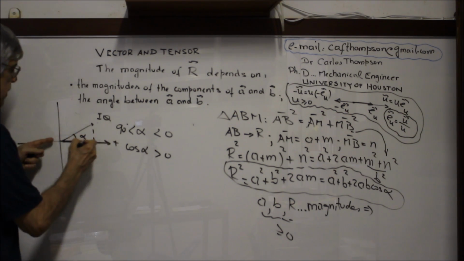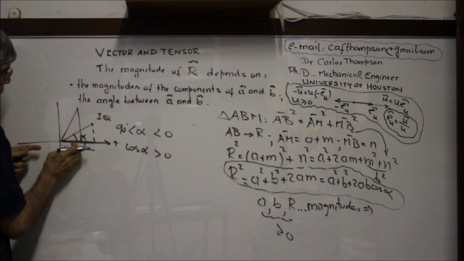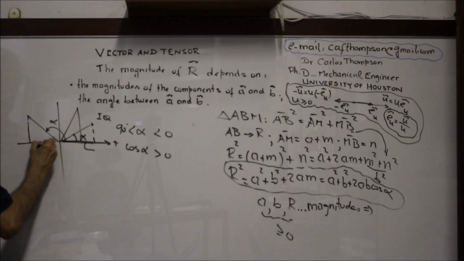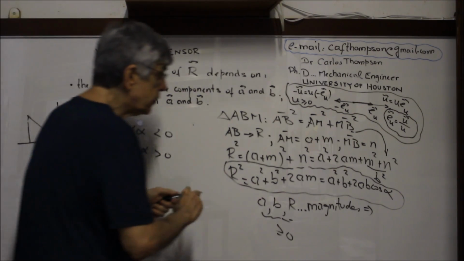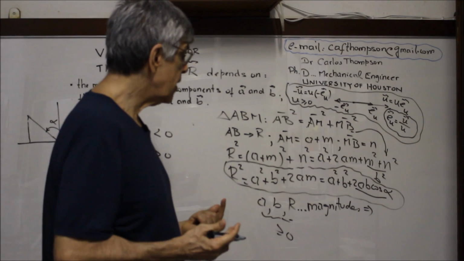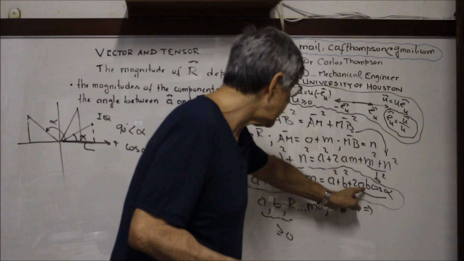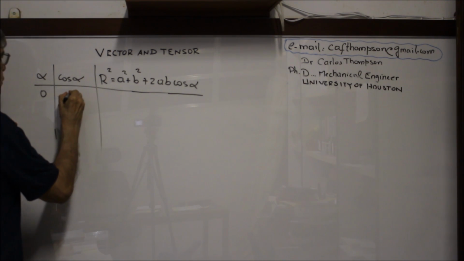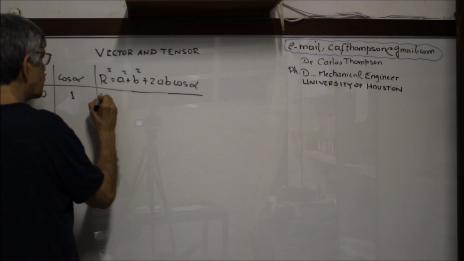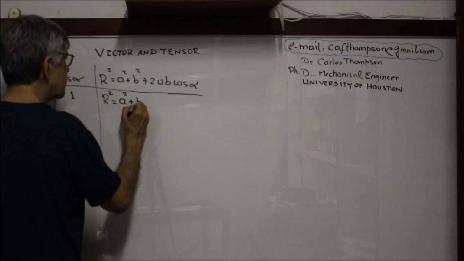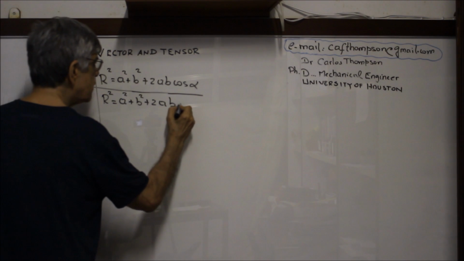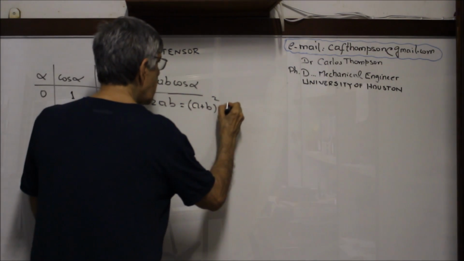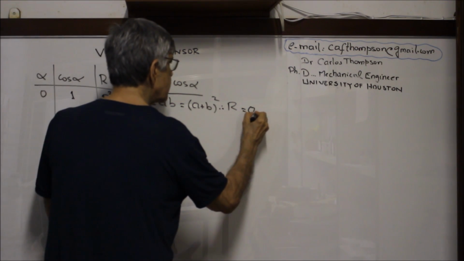because the cosine axis always goes to the right. Now, if alpha is in the second quadrant, the cosine of alpha is negative. So this term here has a sign, positive, negative, or 0, not because of A and B, but because of the cosine of alpha. If alpha is 0, cosine of 0 is 1, so R squared is equal to A squared plus B squared plus 2AB. This is A plus B squared. Then R is the square root of that, which is A plus B.